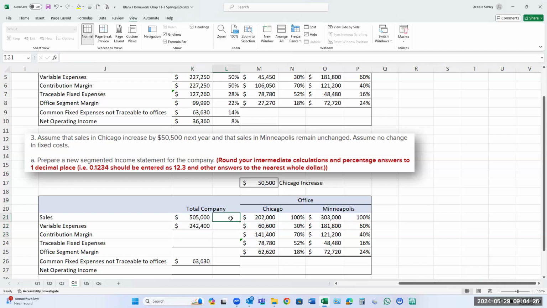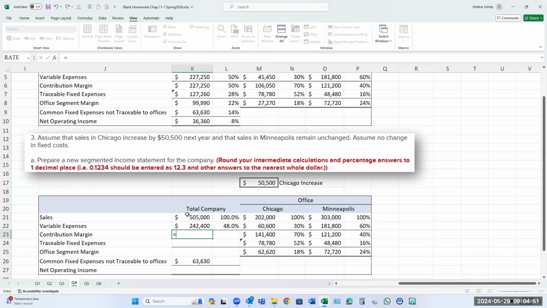Okay, so I know sales is always 100%. I need to figure out my new variable expense ratio for the total company. So I'm going to divide that by total sales. And they ask you to round these percents to 1 decimal place. So that's why I've got them 1 decimal place.